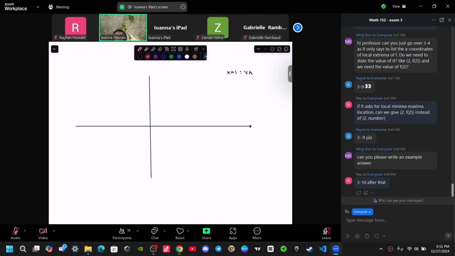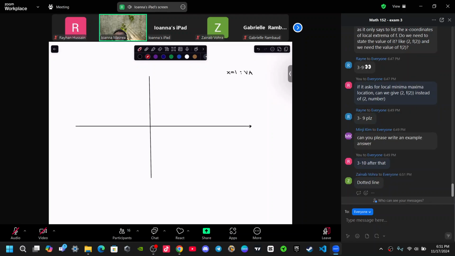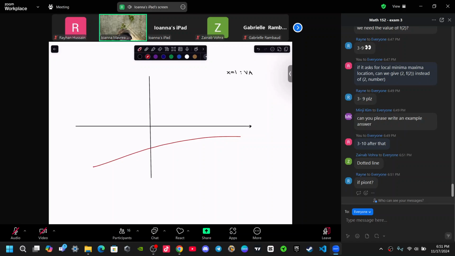How do I show that x equals 1 is a vertical asymptote on the graph? What do I have to draw? A dotted line. What type of dotted line? A vertical dotted line, right? So I'm going to draw a vertical line at x equals 1.